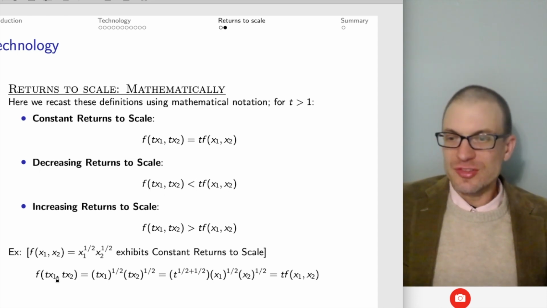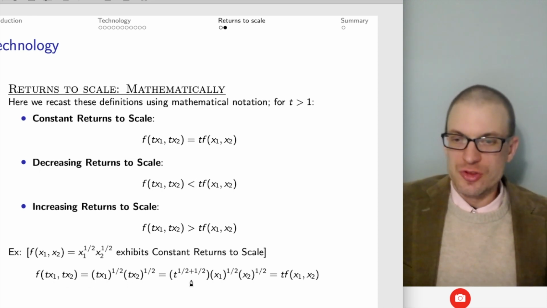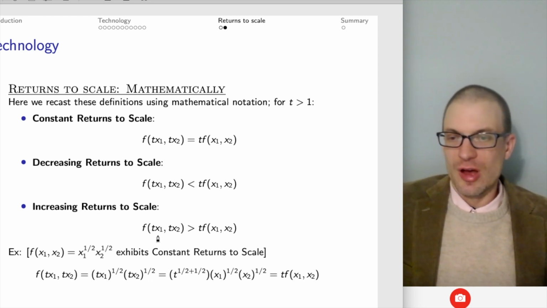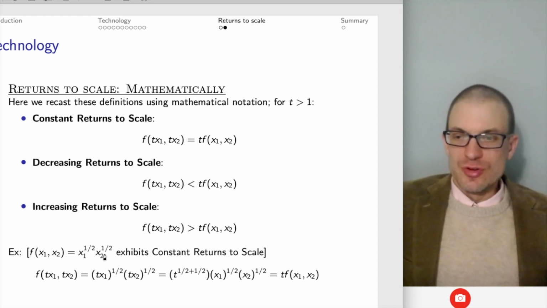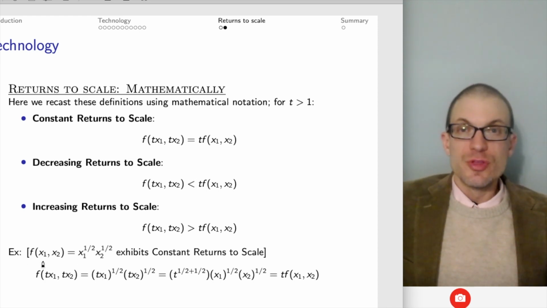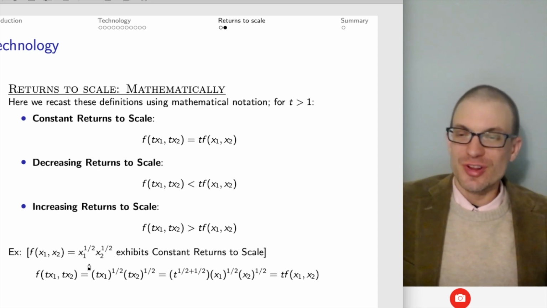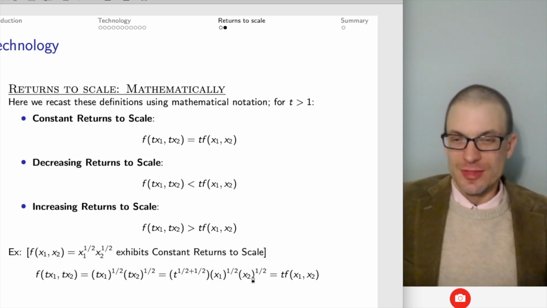Here's how we check this. I don't know that I necessarily like this written out horizontally, but the basic idea is, if we have a particular production technology, like this Cobb-Douglas, x1 to the 1/2, x2 to the 1/2, let's carry through the math. Let's scale this up by t, this up by t. What that requires us to do is insert a t under the square root in both cases. But then I can factor out the t, and I'll get t to the 1/2 plus 1/2. And then this right here is the original production technology. Oh, but wait a second. This is just t. That's this right here.